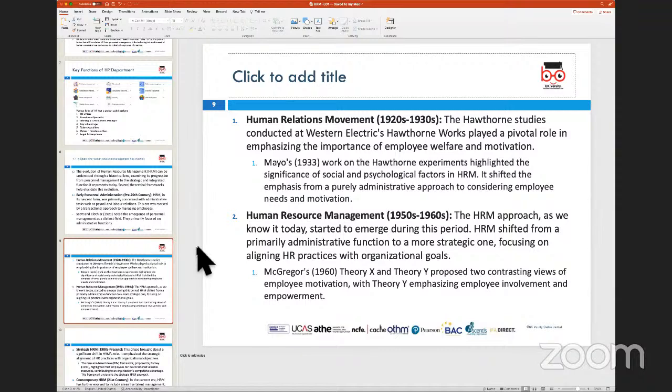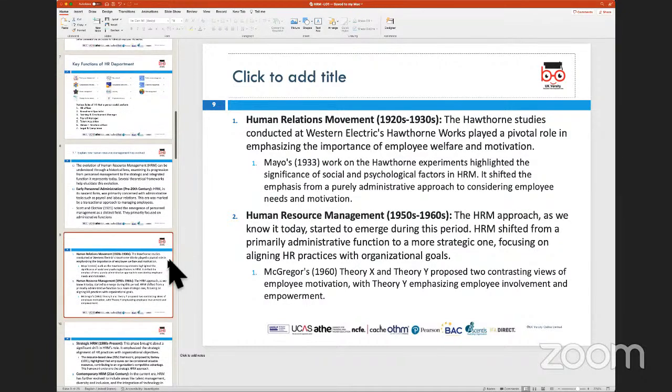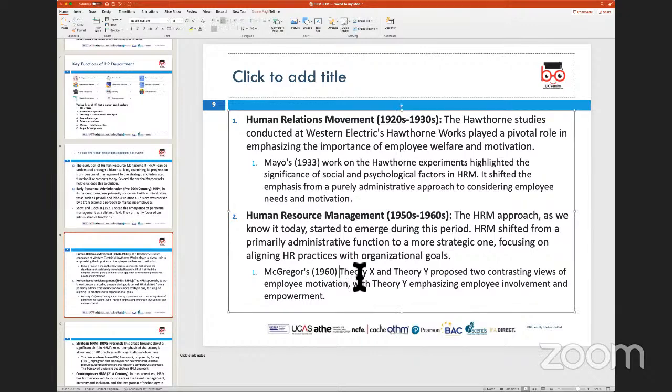In the 50s and 60s, we see an approach wherein the focus shifted from social and psychological factors and welfare to primarily administrative functions, and from the administrative to the strategic ones, which is related to theories introduced by McGregor, which is Theory X and Y. And that is where we see the involvement of this particular theory.